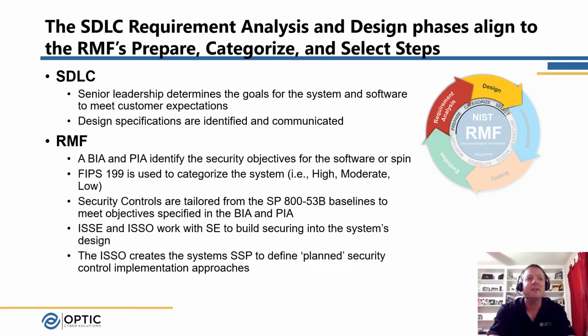So once we have that baseline set of controls, this is where the information system security engineer and the information system security officer will work with your design team and software engineers or system engineers to help ensure that security is built into the system, right? So now that we know which security controls are applicable to our system, how are we going to make sure that they're all implemented? And then, of course, as we're going through this design phase, this is where the ISSO will begin to develop the system security plan and to describe the intended approach for how each of the security controls will be implemented.